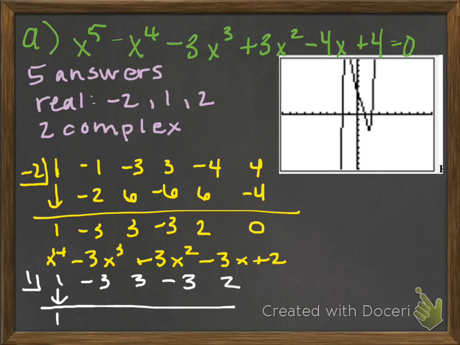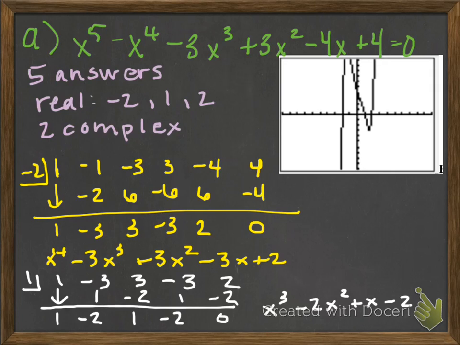So I drop my 1. 1 times 1 is 1. I add, we get -2. 1 times -2 is -2. Add, we get 1. 1 times 1 is 1. -3 plus 1 is -2. Multiply, and again we get no remainder. So now I am down to the 3rd power. I'm now down to x cubed minus 2x squared plus x minus 2.